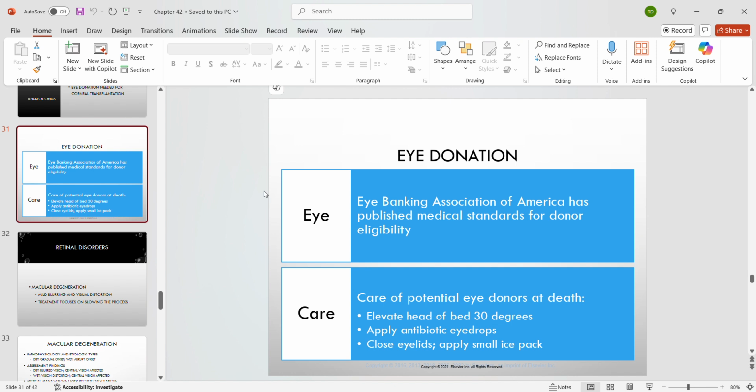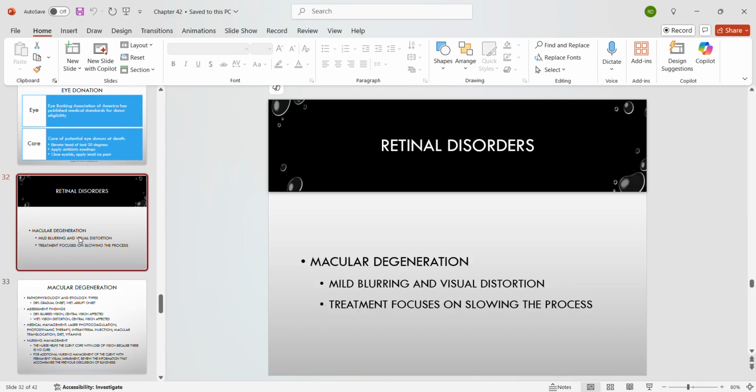All right, then it just talks about eye donation. Okay. Just remember to keep that head elevated at 30 degrees if they're an eye donor. Apply your antibiotic drops and close the eyelids and apply a small ice pack to prevent edema. Okay.